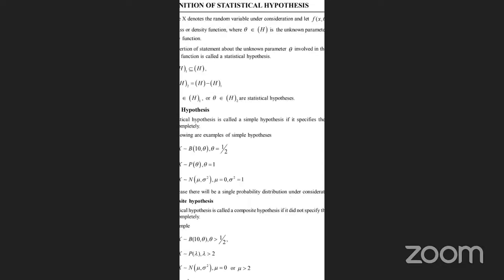Simple hypothesis: a statistical hypothesis is called a simple hypothesis if it specifies the probability distribution completely. For example, X follows B(10, theta) with theta equal to 1/2; X follows P(theta) with theta equal to 1; X follows N(mu, sigma square) with sigma square equal to 1. The hypothesis B(10, theta) with theta equal to 1/2 is a simple hypothesis.